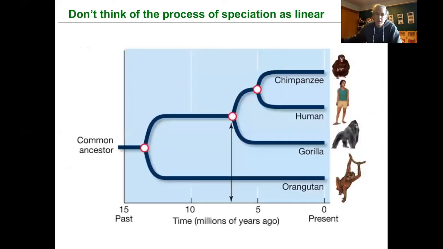So if we look at how humans sit in the primates, this is based on genetic correlation. Here we've got the present, and here's the past, 50 million years ago. And we've got chimpanzees, humans, gorillas, and orangutans. Each time we have a split. So we have the common ancestor of all the great apes.